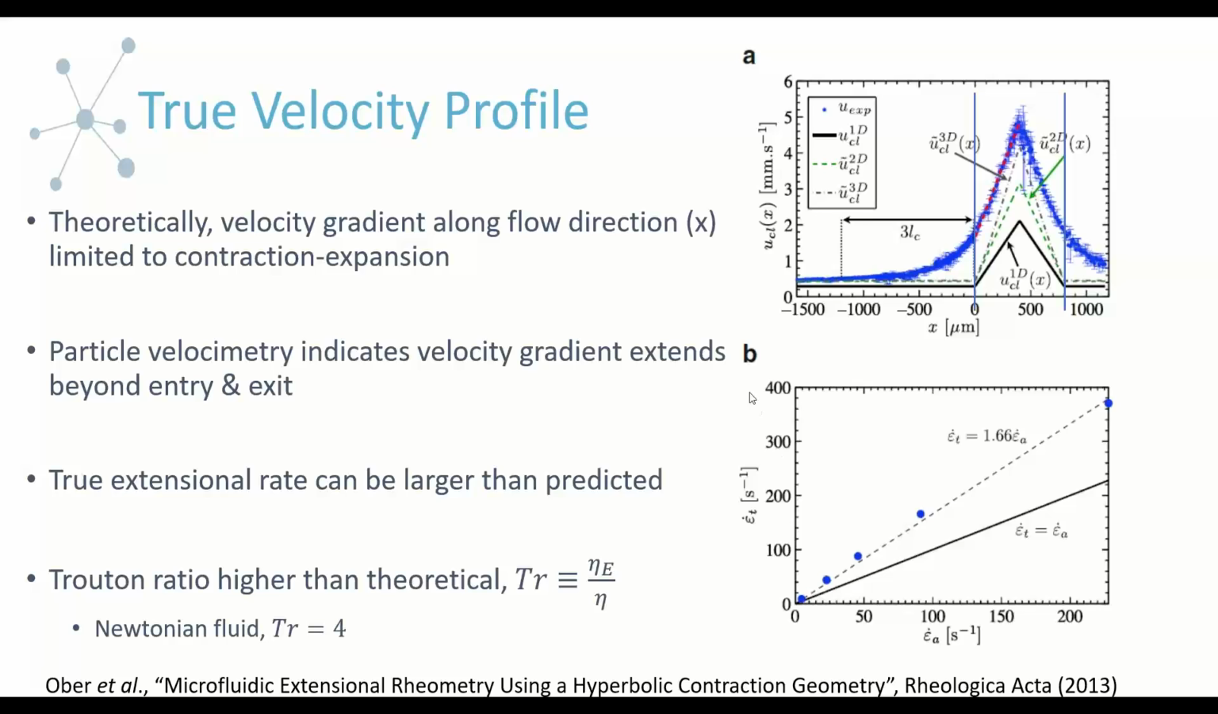So now I'm on the second plot, plot B. True extensional rate is on the y-axis, and the apparent or predicted extensional rate is on the x-axis. If they were equal, the data points would land on this solid line here. But what we're seeing is the true extensional rate is actually 1.66 times higher for this particular experiment than what we're predicting.